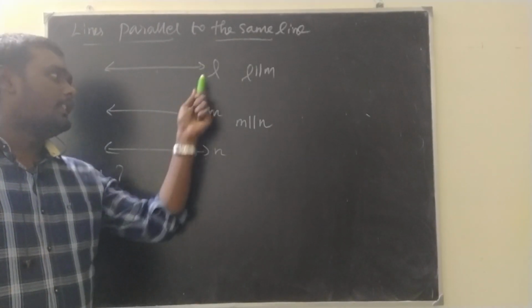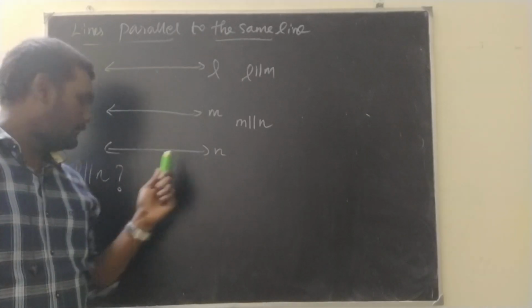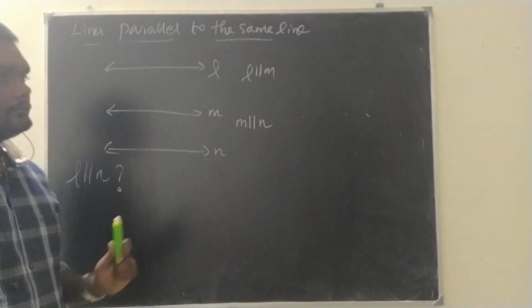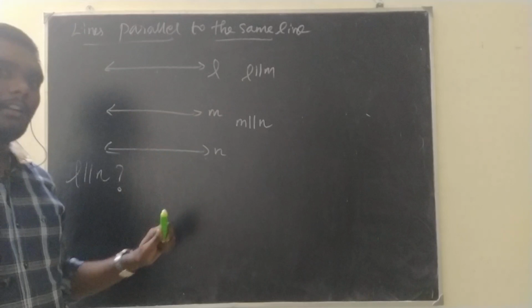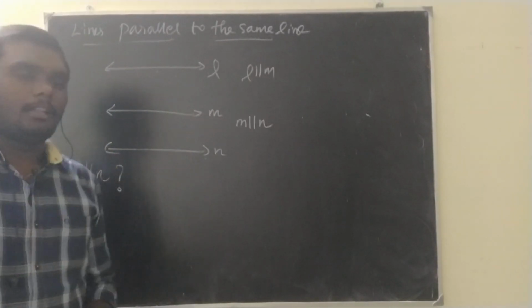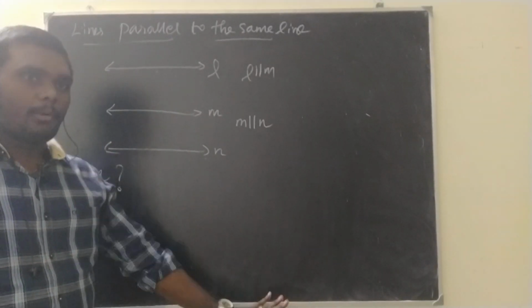Don't waste time. So L is parallel to M, M is parallel to N. So you can say L is parallel to N. This is parallel to that, that is parallel to another one. So the initial thing is parallel to the last one. How can this be proved?